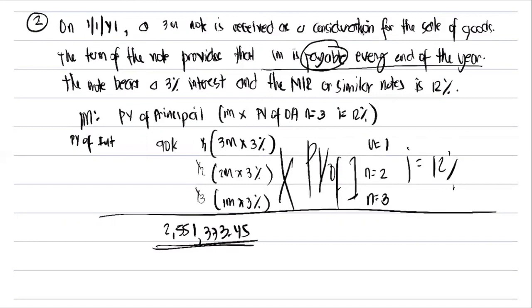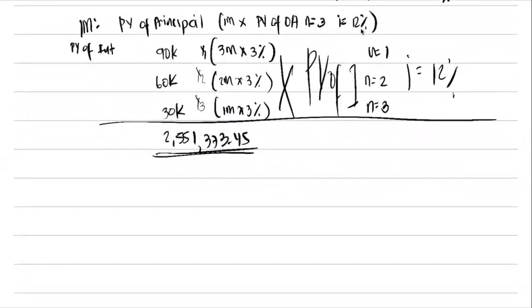Okay, so guys, here in the PV of interest, for year 1 we will get here 90,000, right? 90,000, 3 million times 3%. Here, 60,000, 2 million times 3%, and 1 million times 3% is 30,000. Then you get the PV of 1, n is equal to 1 for 90,000, n is equal to 2 for 60,000, n is equal to 3 for 30,000, I is equal to 12%. So we will get 2,551,373.45. So we prepare our subsequent measurement using your amortization table.